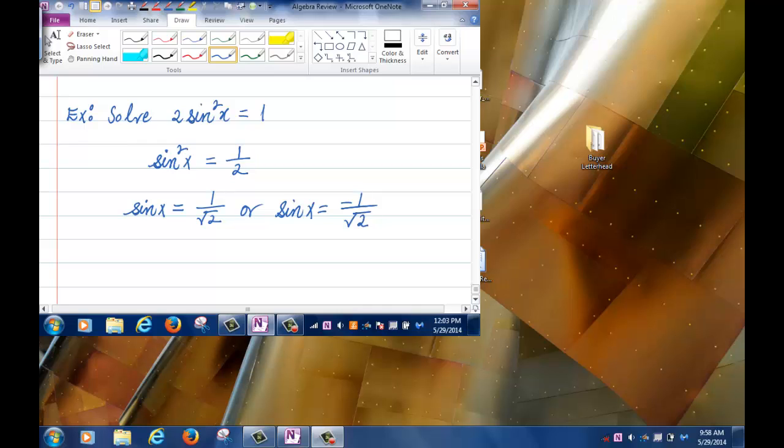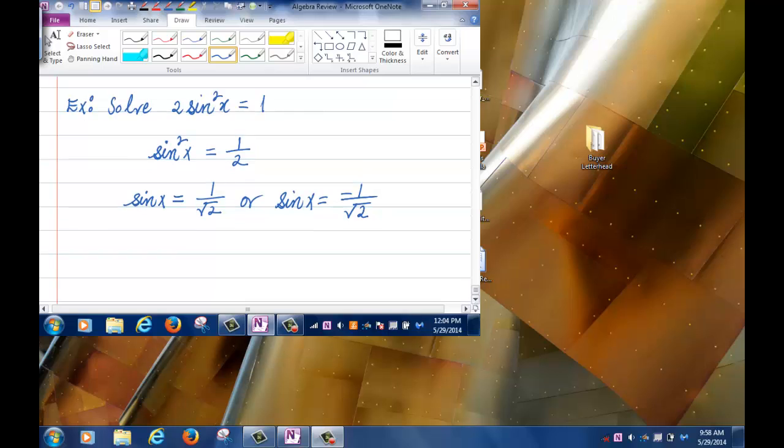Now, can somebody give me the value of x between 0 and 2 pi? Why do I care only between 0 and 2 pi? Because once I get all the angles between 0 and 2 pi for which sine x is 1 over root 2, then what are the other values? Well, you just add a multiple of 2 pi. Am I making sense? So give me all the angles between 0 and 2 pi for which sine is 1 over root 2. 1 over root 2 is the same as root 2 over 2, right?